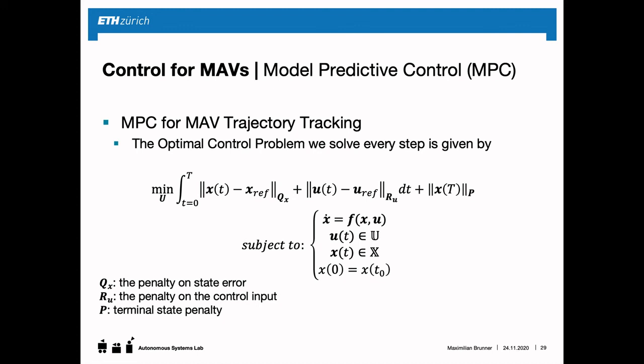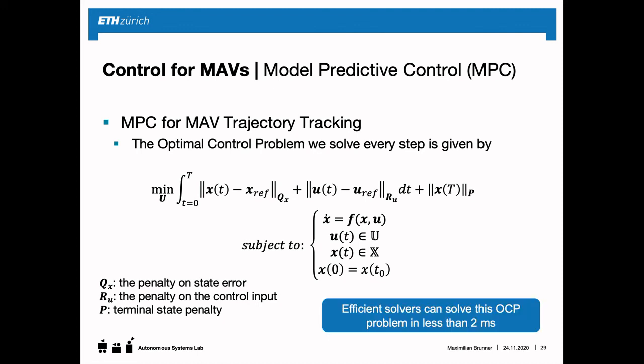And also u needs to be in the set U, which is the allowable inputs. For example, we can there constrain the rotor speeds. At the same time, x needs to be inside the feasible states, so we can there, for example, limit the velocity of the whole vehicle. And what we do here is basically that we minimize this total cost by varying u. So the result of this optimization is an optimal control input u that we then apply to the platform.